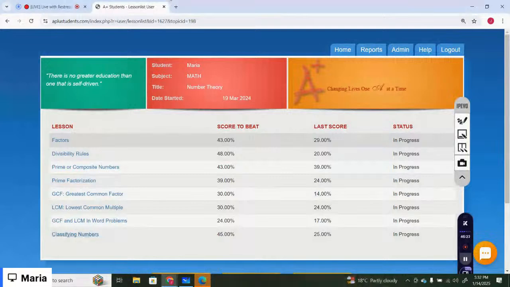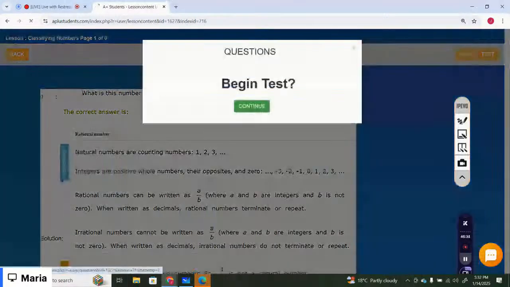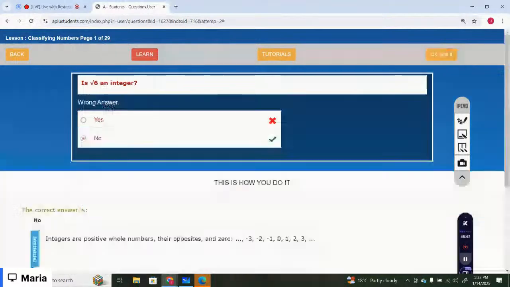The next lesson is classifying numbers. Let's just start with the lesson. Is square root 6 an integer? Yes, that is an integer, the correct.